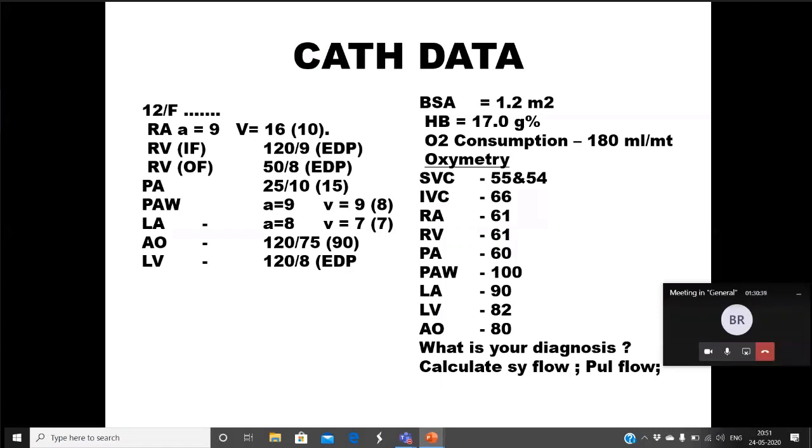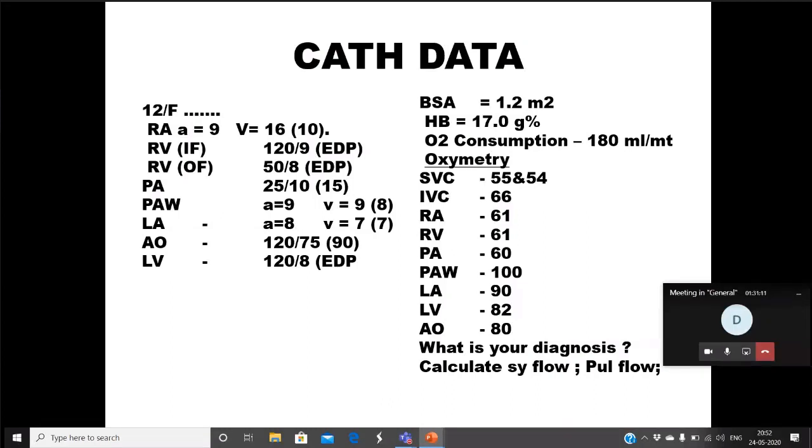Sir, a 12-year-old female. The RA pressure, sir, V is more than A, and the mean pressure is high. RV pressure is 120 systolic and 9 diastolic. So the RV pressure is the same as the LV pressure of 120. No. You have read about RV inflow pressure 120/90.